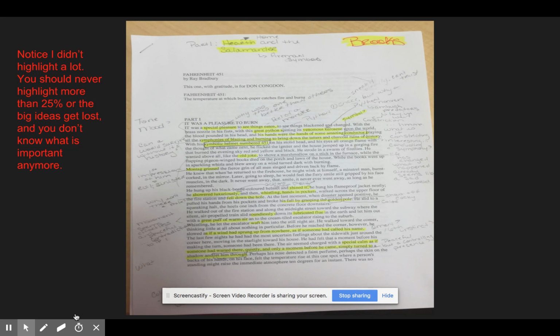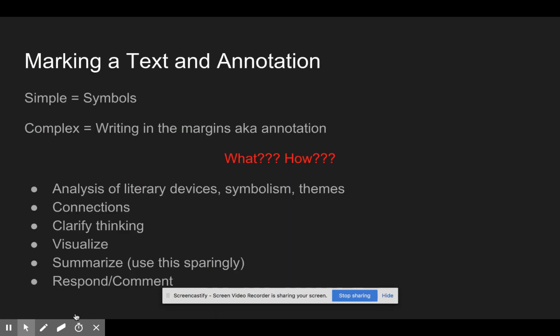However, write this down, what I'm about to say. If you highlight something, you must annotate it. If you highlight, you must annotate it. Make sure you get that written down. So there's two ways of marking a text. And one we'll just call marking the text, and that's the simple way. That's using symbols like a question mark when you don't understand something, or an exclamation mark, or circling the words or underlining. So those usually are symbols. And that's a very basic way of marking the text.